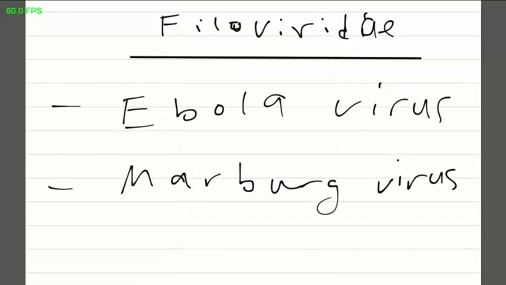Essentially, the Ebola virus belongs to a group of viruses called the Filoviridae. There are other viruses within this group, but the ones that are commonly talked about are usually the Ebola virus and the Marburg virus, which was discovered in Marburg, Germany.